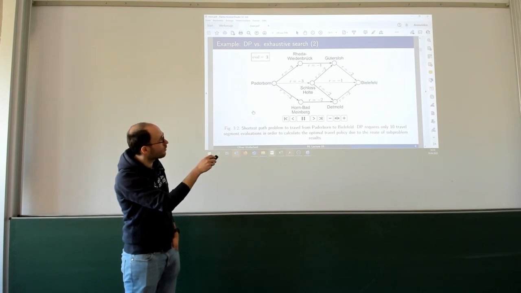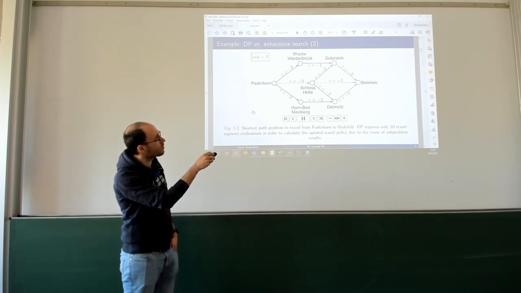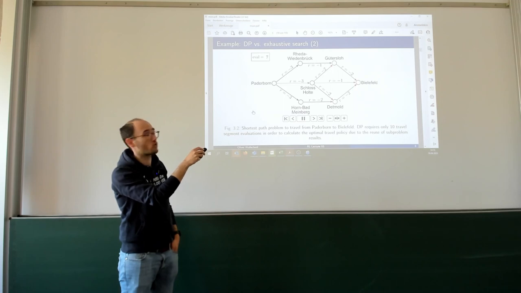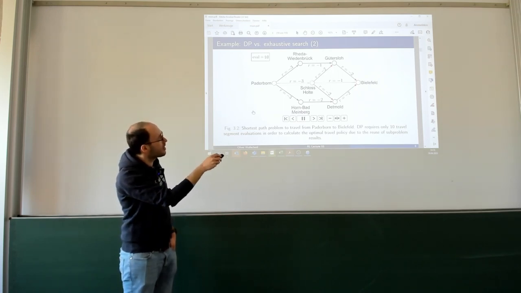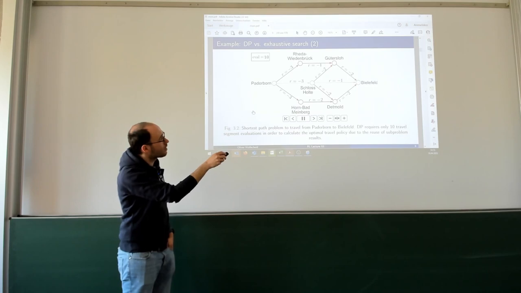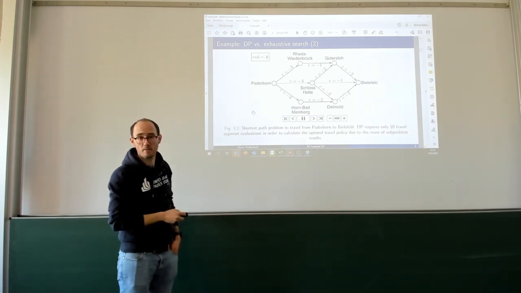So for example, if you're interested in how good our way from Gütersloh to Bielefeld is via Schloss Holte and Rheda-Wiedenbrück, with the exhaustive search algorithm, we would have basically evaluated this leg and this route independently from each other. Therefore, we would evaluate this segment 2 times.